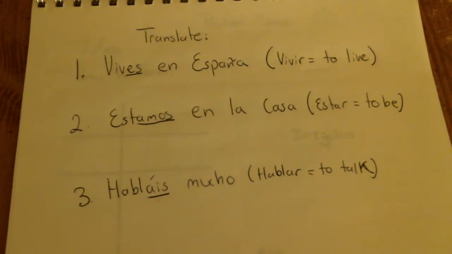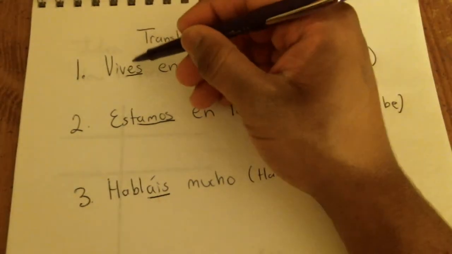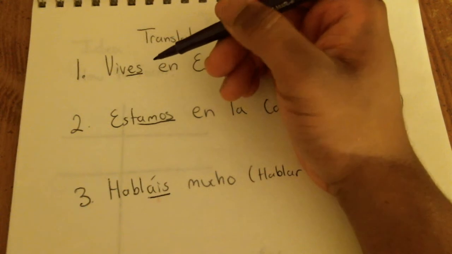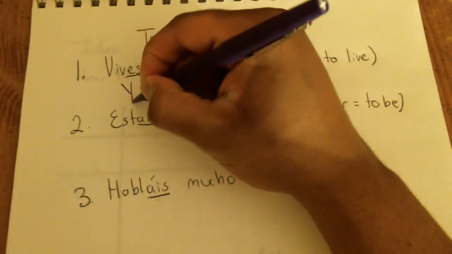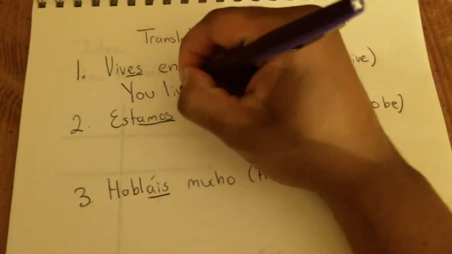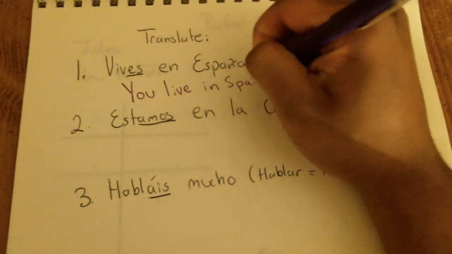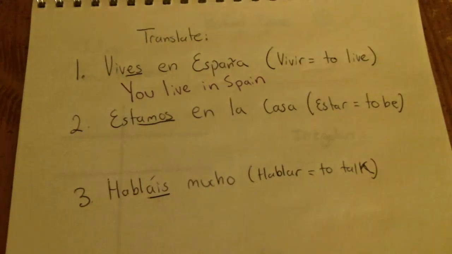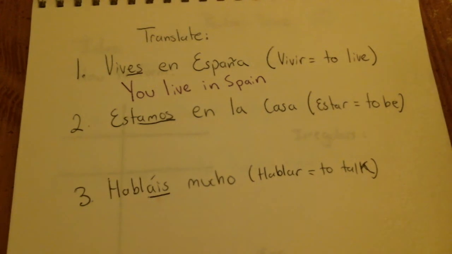Okay, at this point, I assume that you have unpaused the video. You will know that vivir, meaning to live, if it's vives, ending in this es, you know it's in the tú form. And what does tú mean? It means you. So you know whatever the action is, it's you that are doing it. So you live in Spain. Okay? Pretty straightforward.